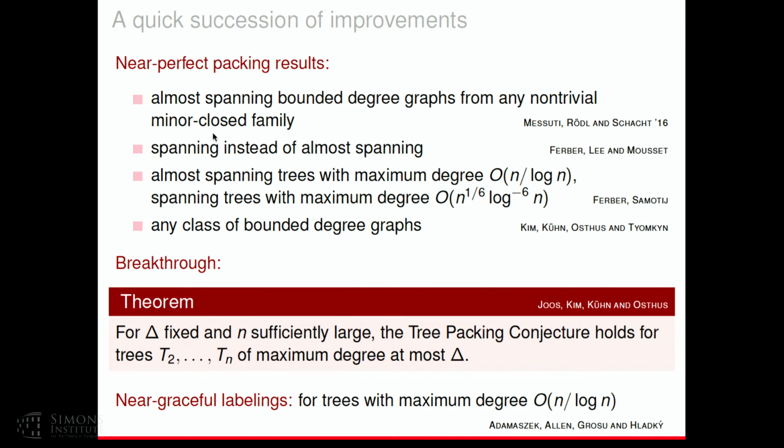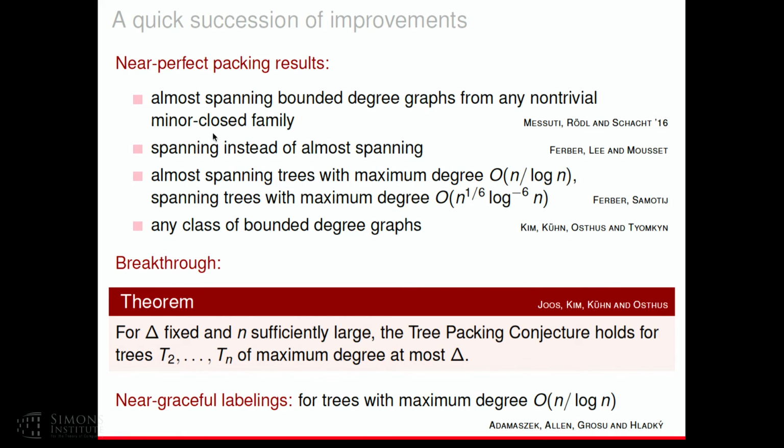Just briefly to mention, coming back to these graceful labelings that I mentioned earlier, which are stronger than these packing questions: also here, we can consider the setting where we want not graceful labelings, but near graceful labelings. What do I mean? I told you I want to label my vertices from 1 up to n, such that all the edge labels are different. Now you don't allow yourself only labels from 1 up to n, but labels from 1 up to (1+epsilon)n, so a few labels more. In this setting, Adamaszek, Allen, Grosu, and Hladký could also prove such a result, even for high maximum degree of the trees, so maximum degree n over log n.